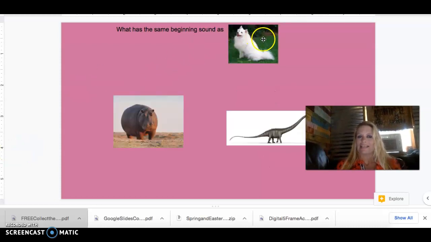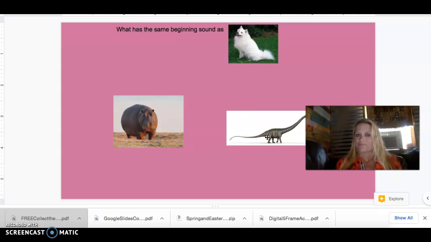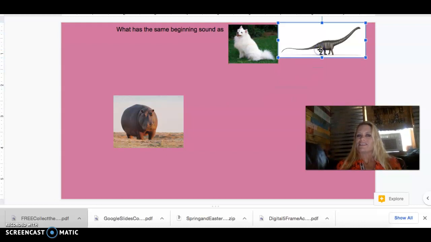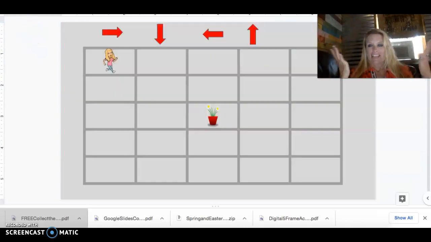What has the same beginning sound as dog, hippo, or dinosaur? Dog and dinosaur have the same beginning sound. Good job.